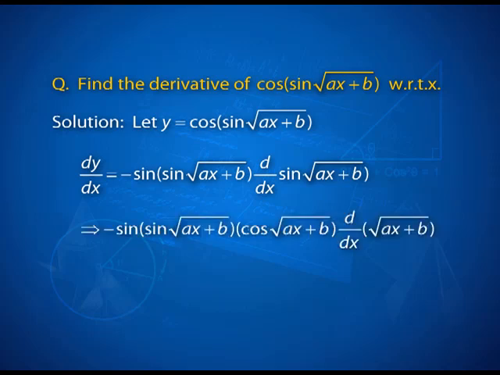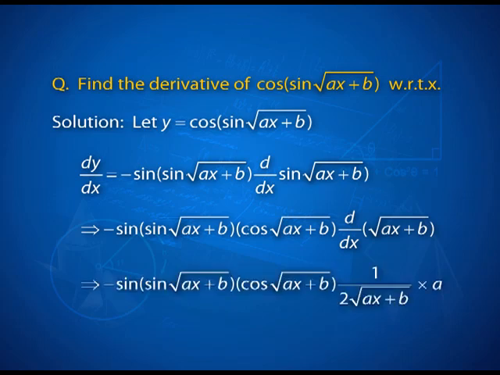Sine function. So, we differentiate the sine function with respect to root of a x plus b and we get cos of root of a x plus b multiplied with the previous minus sine of sine root a x plus b into the derivative of the next function, that is root of a x plus b, which leads us to the next layer, which is square root. So, the square root derivative would give us 1 by 2 root a x plus b.